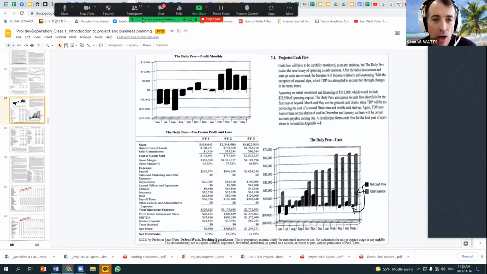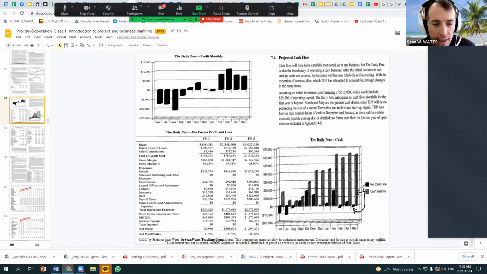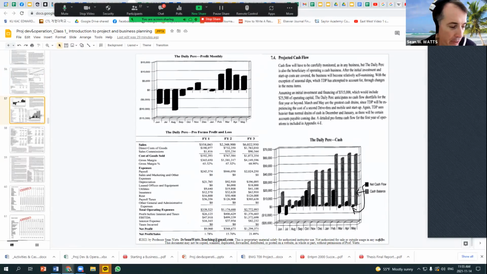Next, obviously you need to show financial details. What is your profit and loss for your first year, your second year, your third year, your cash flow statements. And with your pro forma profit and loss or your income statement, you need to have your sales and then your expenses and then your profit at the bottom.